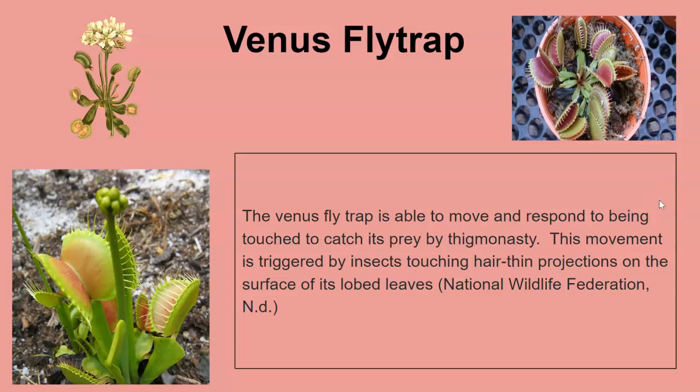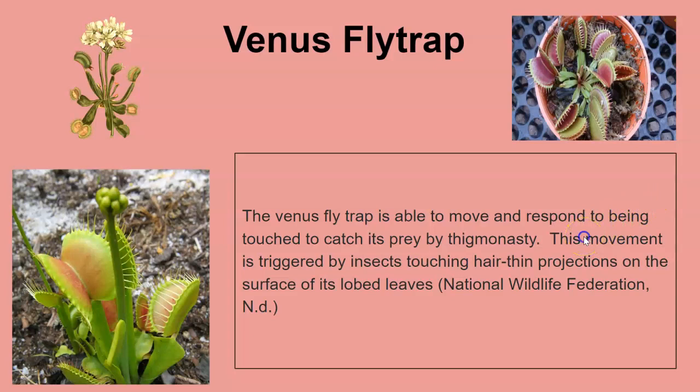Something interesting about the Venus flytrap is that it's a plant that is able to move by something called thigmonasty. This is movement that is triggered by the insects touching hair-like projections on the surface of the lobed leaves of the Venus flytrap.